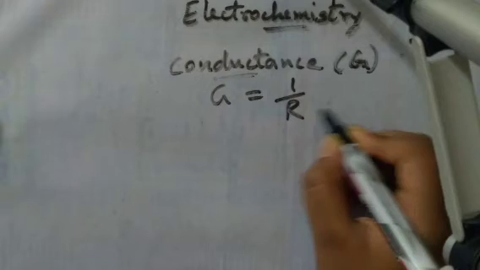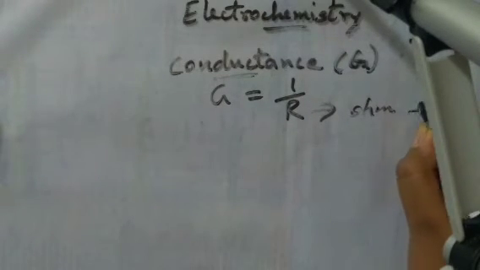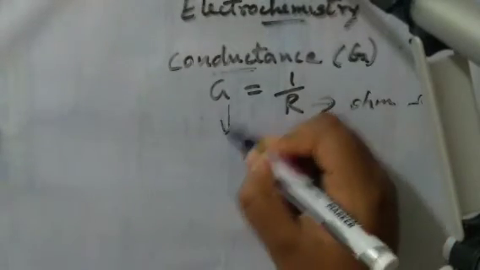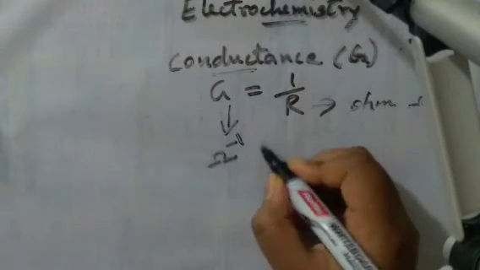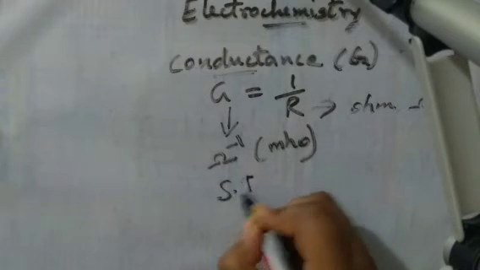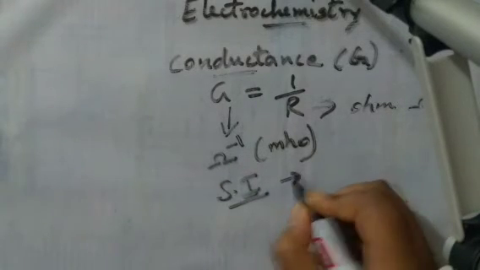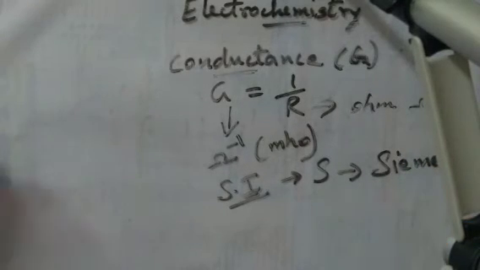We know the unit of resistance is ohm, and conductance is the reciprocal, ohm inverse, also called mho. These are the CGS units, and in SI units it is given by S, meaning Siemens. Next we are going to see the topic specific conductance and specific resistance. First we'll study specific resistance.